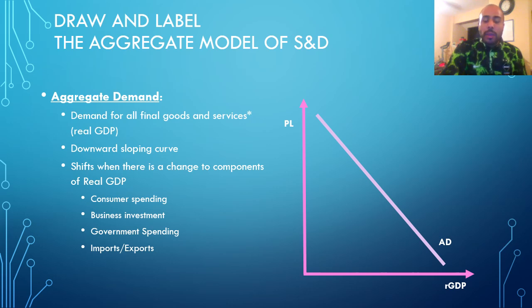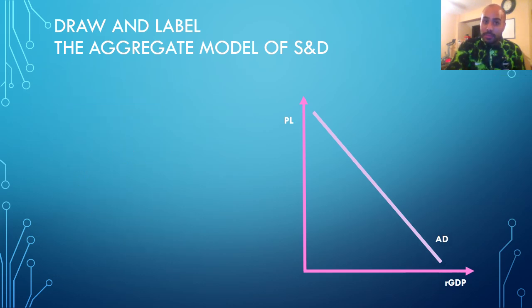Now, the aggregate demand curve will shift anytime there's a change to the components of real GDP. Because, like I said, aggregate demand is conceptually the same thing as real GDP. So if we have a change to consumer spending, a change to business investment, change to government spending, or a change to our exports or our imports, that's going to have an effect on our aggregate demand curve. If any of those things increase our GDP, aggregate demand shifts to the right. If any of those things decrease GDP, aggregate demand shifts to the left.